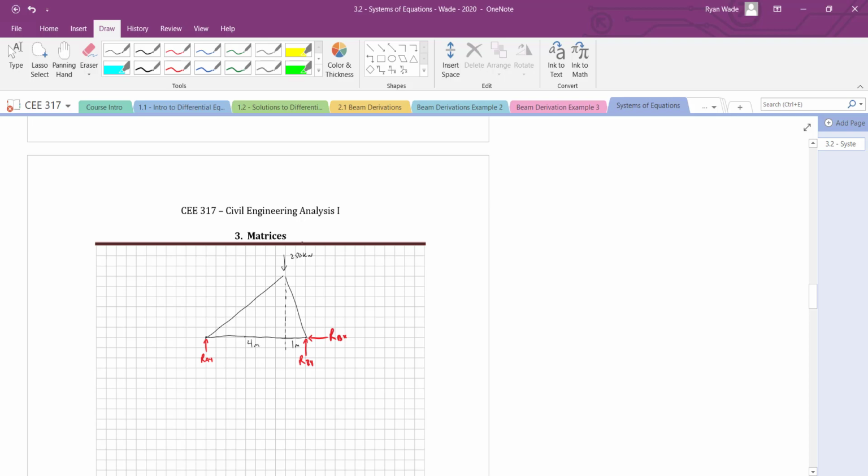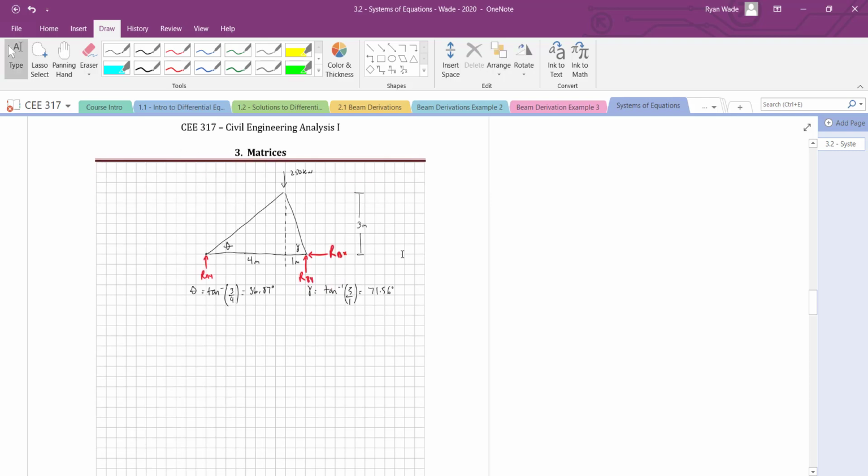So that's 4 meters, and this is 3 meters in height. I'm drawing my free body diagram, and I'm going to call this theta and this alpha. So theta is equal to tan⁻¹ of 3 over 4, which is equal to 36.87 degrees. And then we've got alpha, which is equal to the arctan of 3, and that's going to be equal to 71.56 degrees. Just having a look at them, yeah, that makes sense. The angles make sense compared to how it's drawn.